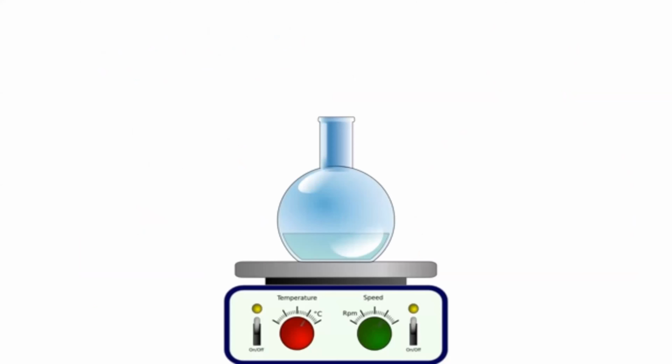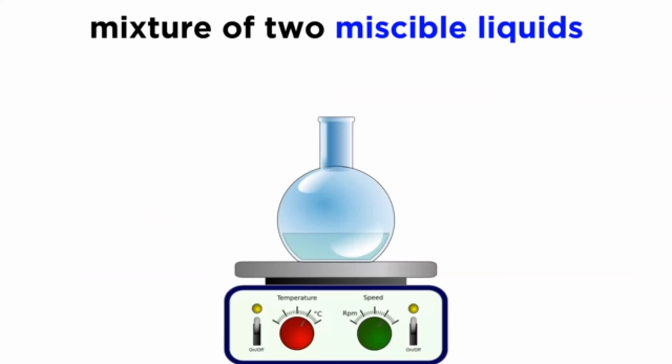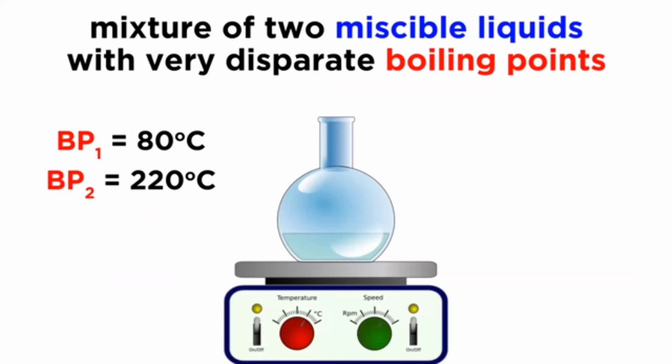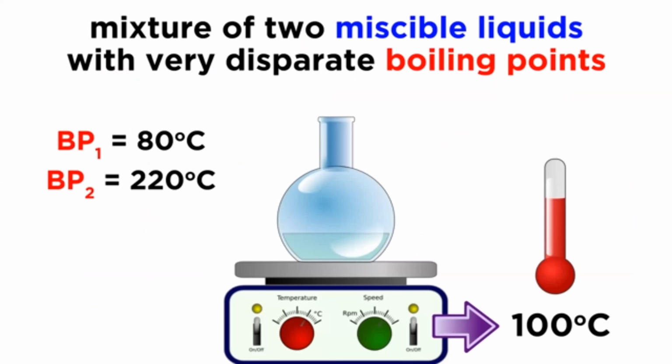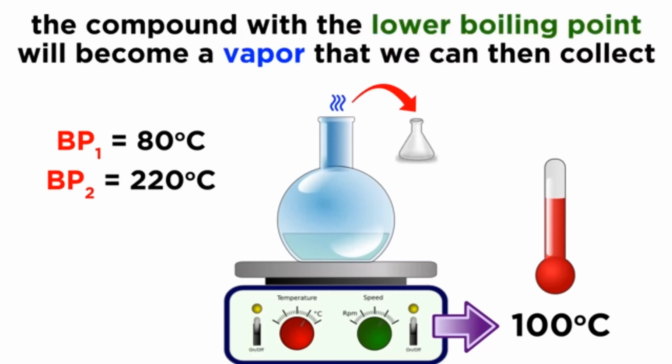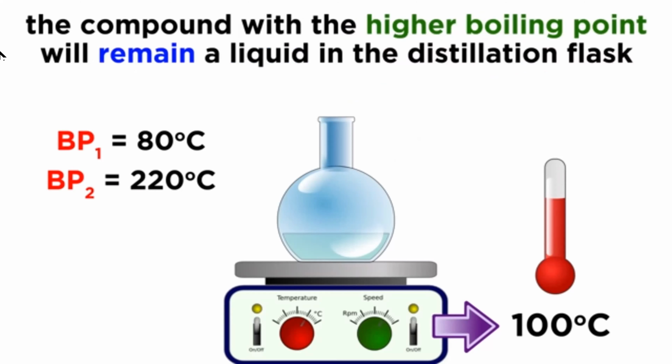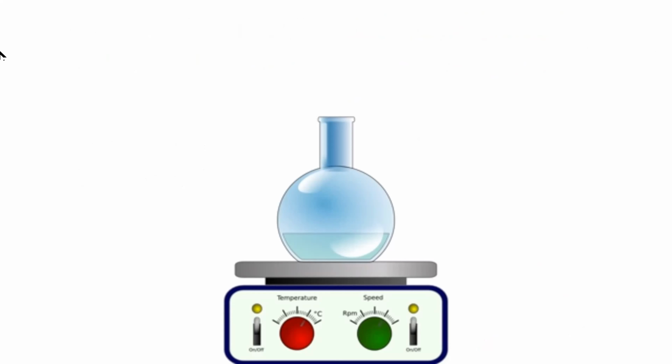Given a mixture of two miscible liquids, if they have very disparate boiling points, we should be able to heat up the mixture to a temperature that is above the boiling point of one compound, but below the boiling point of the other. This will cause the one with the lower boiling point to go into the gas phase, such that we can collect the vapor and condense it elsewhere, while the one with the higher boiling point will just stay right where it is. And in fact, the technique is pretty much as simple as that, but there are a lot of things to discuss regarding the setup. So let's see what this looks like.